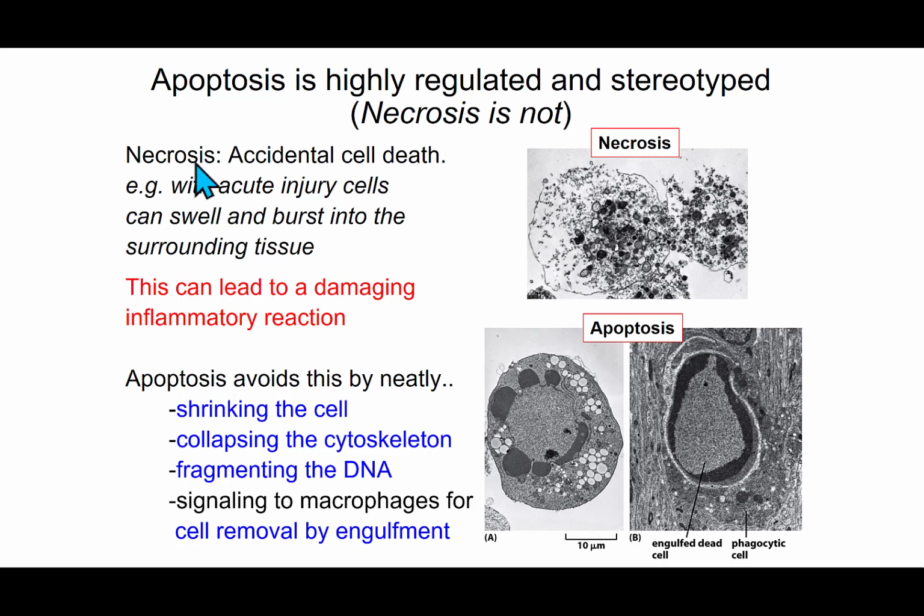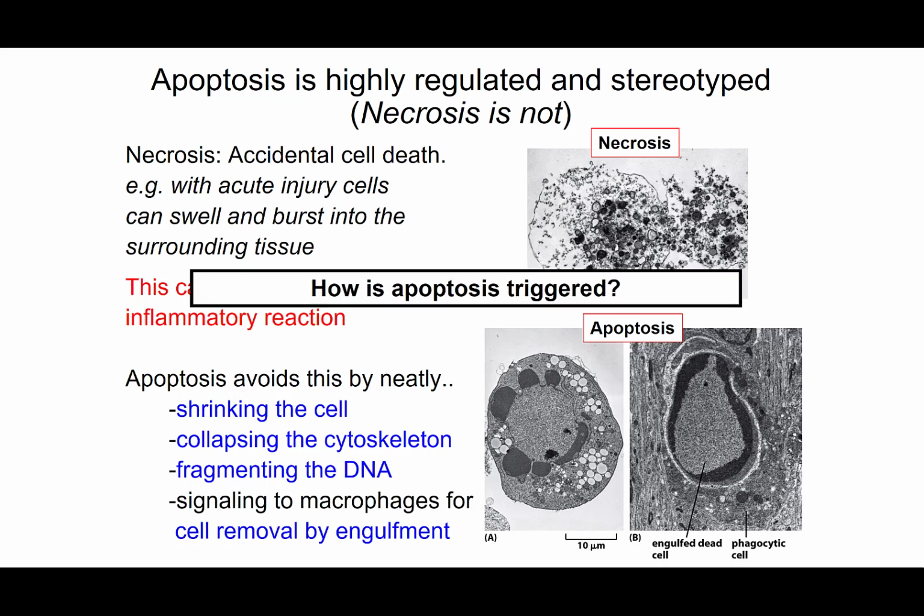Necrosis, the particular cell got damaged. Inflammation is the neighboring cells going, oh, that's kind of messed up, right? The inside stuff is on the outside. Separately, you have apoptosis. Very neat, regulated, stereotyped, as in patterned program. So how is apoptosis triggered?